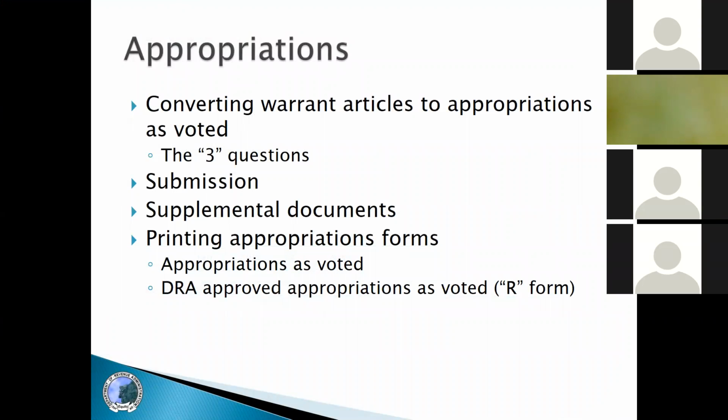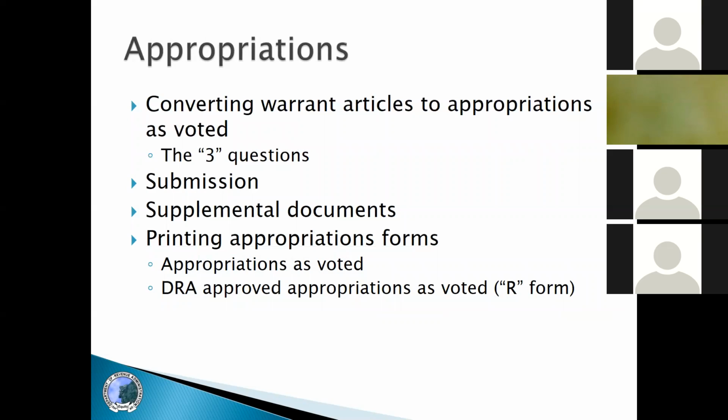So generally speaking, all we're going to be doing is converting your resolutions to your appropriations as voted by answering what we call the 3 questions, and we'll look at those in a minute. Then we're just going to go ahead and submit that to the Department of Revenue. They do require a couple supplemental documents, as you know, meeting that sort of thing, so we'll take a look at that. And then we'll take a look at how you can print out these forms to get signature and upload, just like you did for the budget.